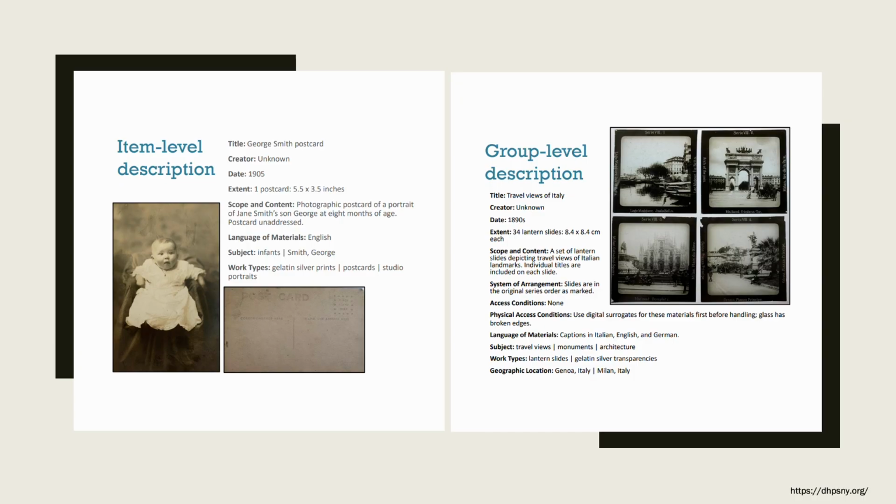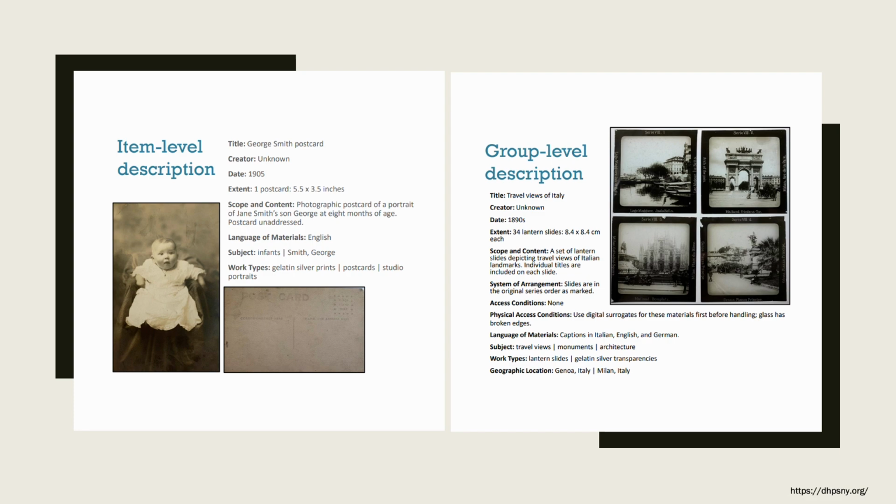Let's take a deeper dive into the levels of description. On this slide, I have two examples, one of item level description and one of group level description. I'm going to highlight the basic parts of this description. Title is a word or a phrase by which the material being described is known or can be identified. This can be given as a descriptive title or can be given by the creator.